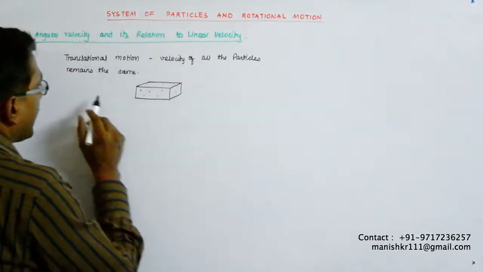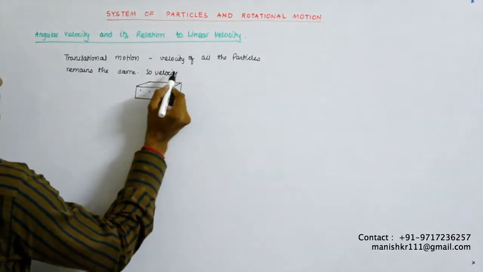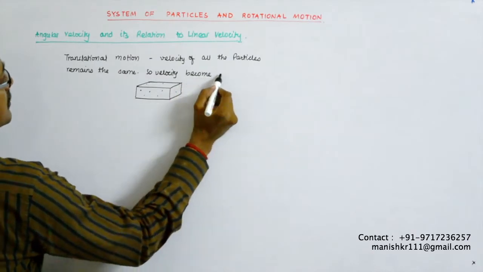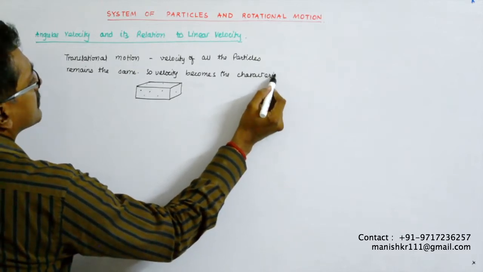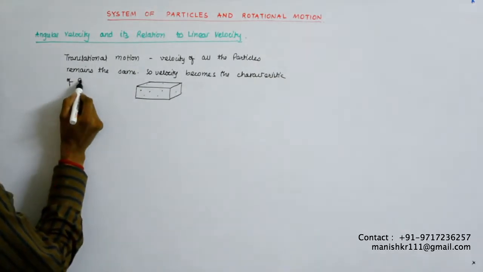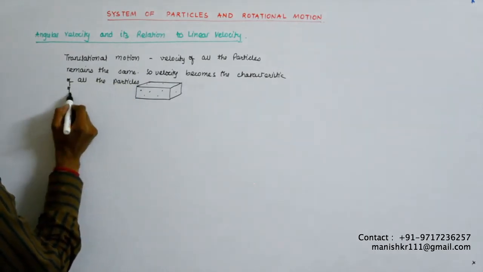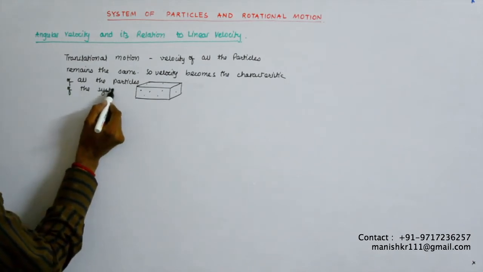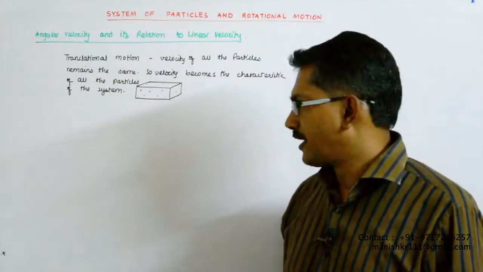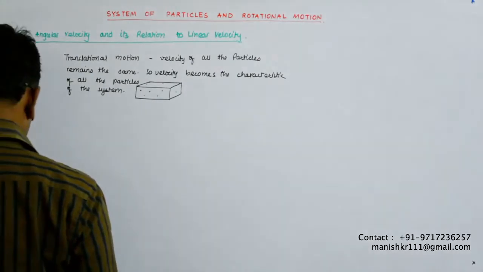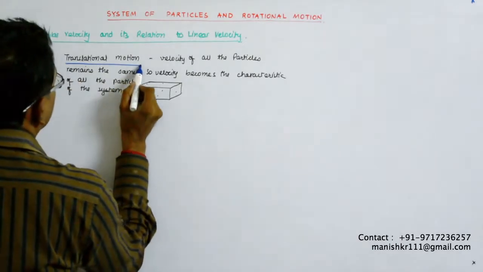So velocity becomes the characteristic of all the particles of the system, all the particles of the system. Correct? Do we get that? Fine. Okay, that is our translational motion.